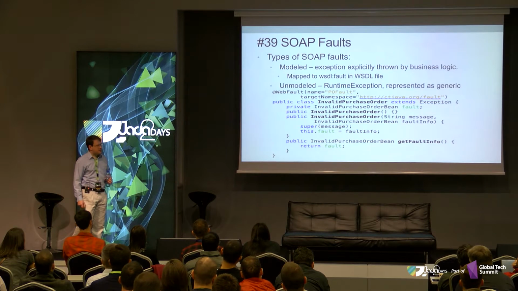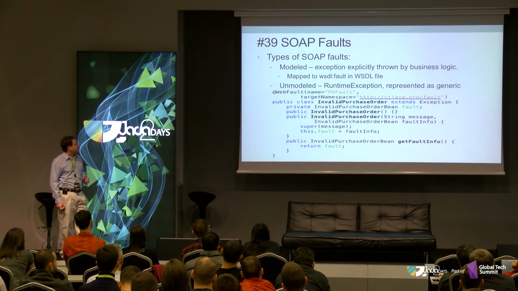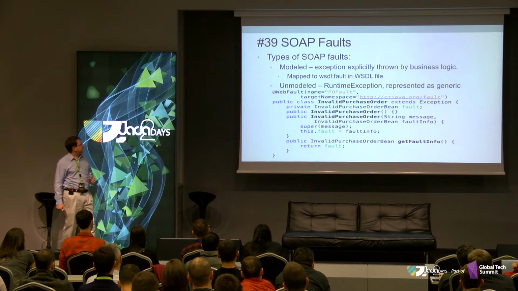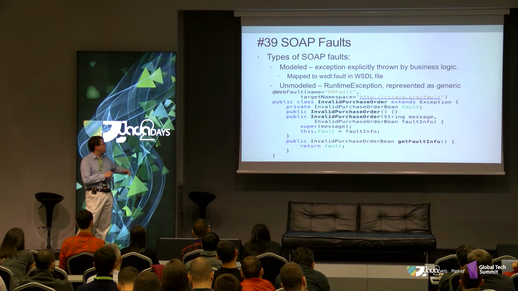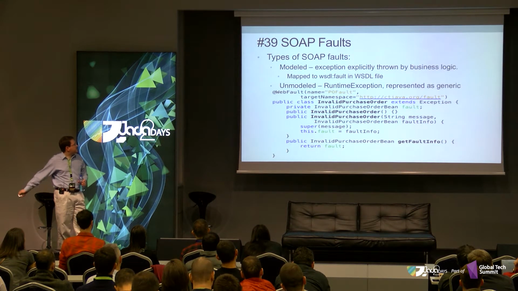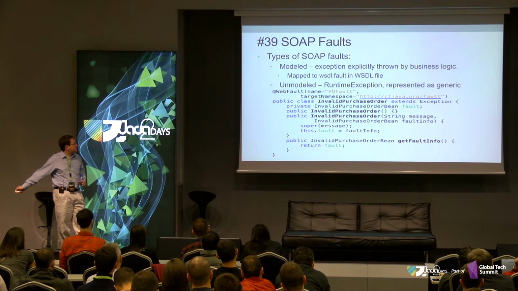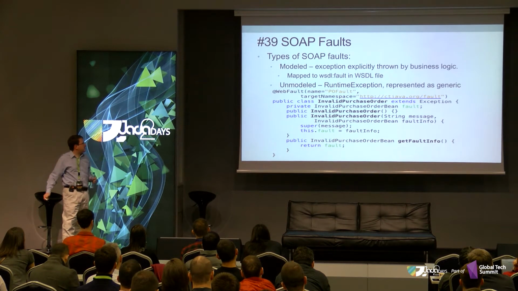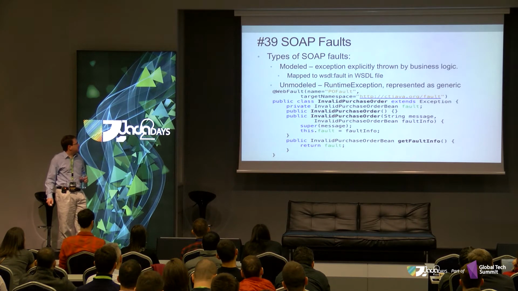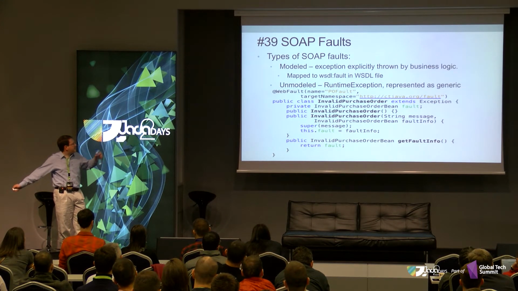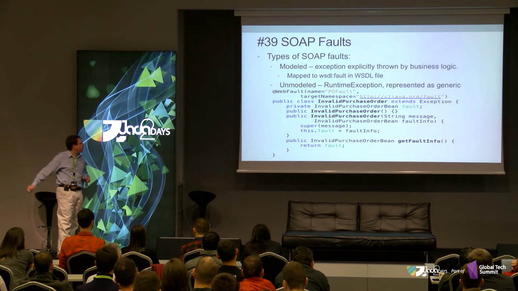Moving on to SOAP. Model exceptions explicitly thrown by the business logic, so you want to map in what exceptions your code could actually throw. Make sure to handle SOAP faults correctly in the code. In this case right here, I'm annotating this invalid purchase order as a potential web fault, and specifying the name and also the target namespace for it.